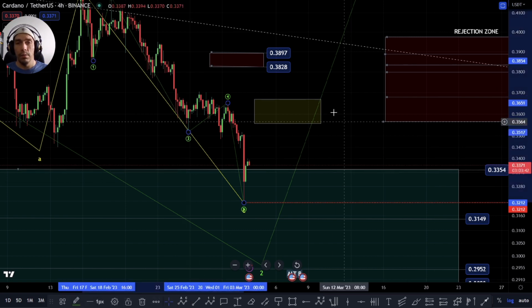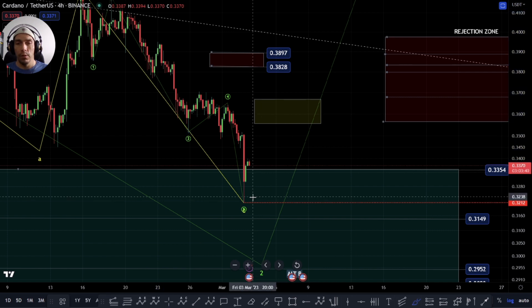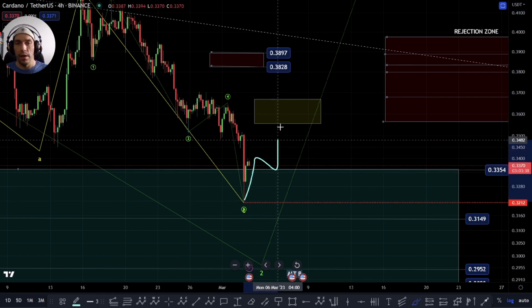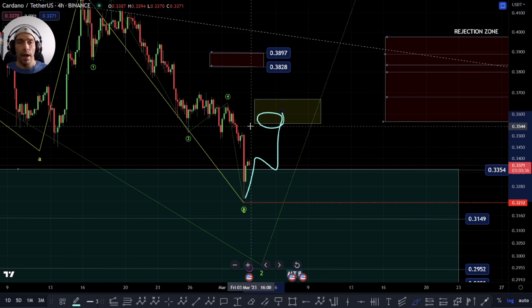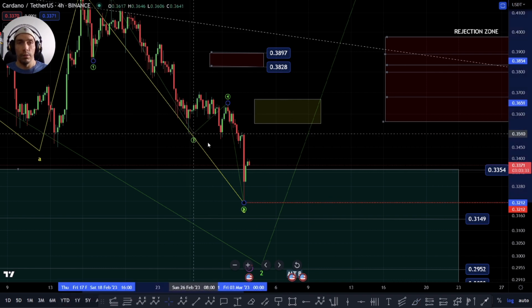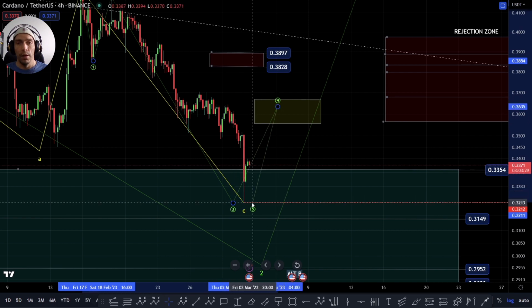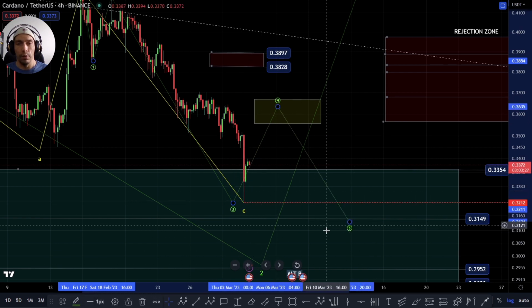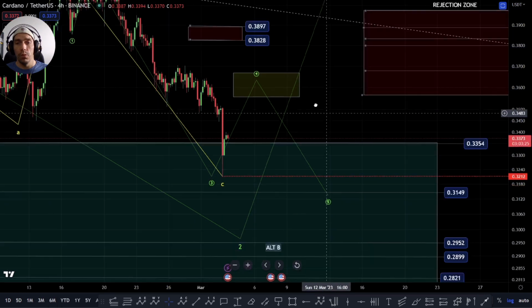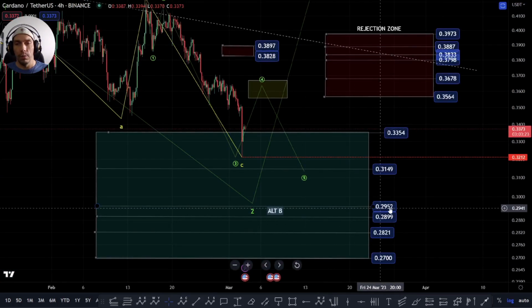For as long as we remain below this zone, we could see something like this play out as an A, a B, and a C into this area. And then that could actually still be a part of this previous wave structure here. We say that the third wave is here, this is a fourth, and then this is the fifth still to come. So if we do get a move like this, it would be more likely that we come down towards this 618 zone, between this 50% and the 618 zone, which would be this 3149 to this 2952.